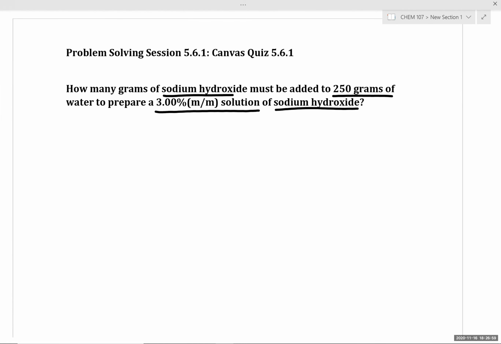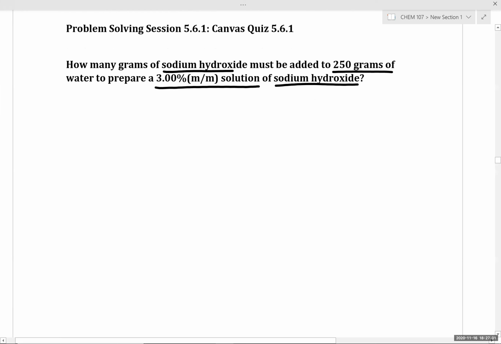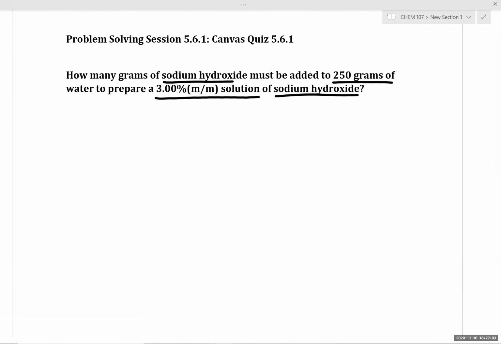Okay, so let's take a look at this example where we're preparing a 3% mass over mass solution of sodium hydroxide. This time we're asked how many grams of solute, sodium hydroxide, must be added to our solvent, water, to make a 3% mass over mass solution. So let's get started with this example. And if you have any questions or proposed responses, don't be shy to share it in the chat or verbally.